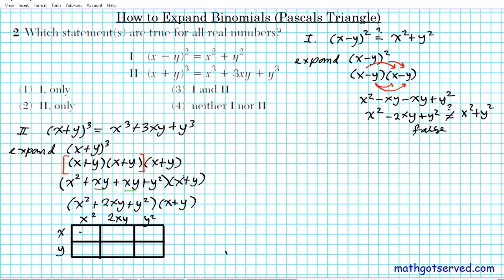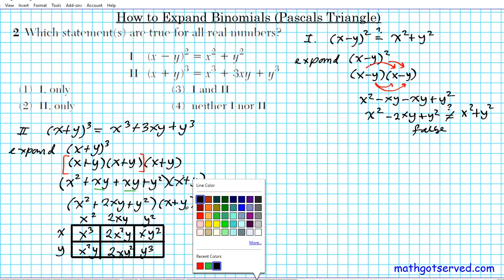X times x squared is x to the third. X times 2xy is 2x squared y. X times y squared is xy squared. Y times x squared, we can write that as x squared y. Y times 2xy is 2xy squared. And then y times y squared is y to the third.